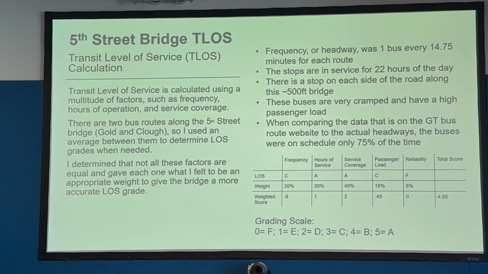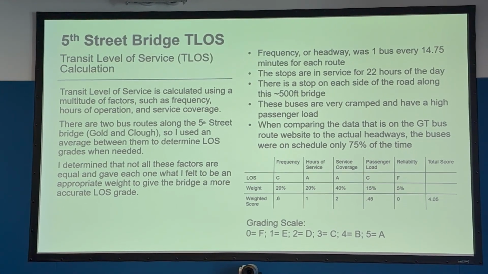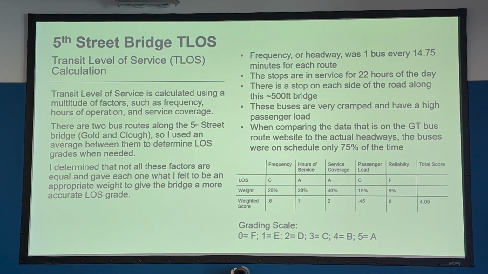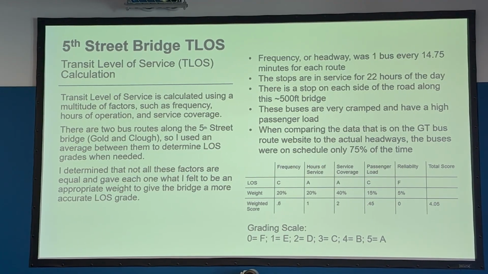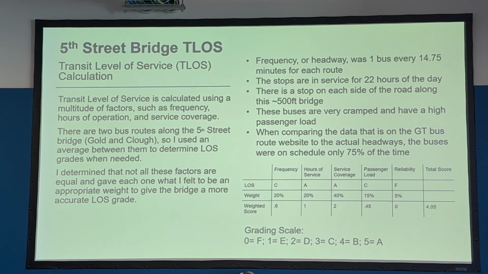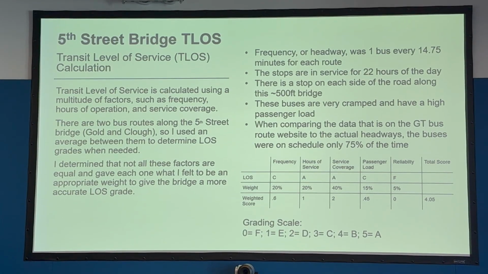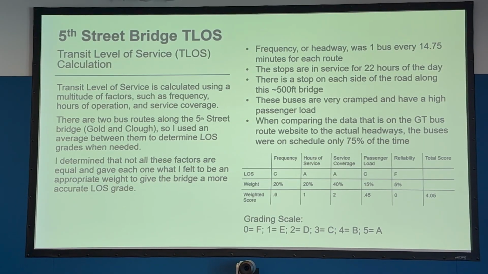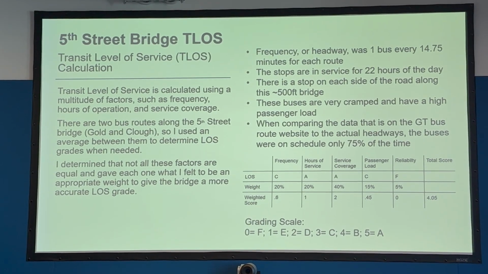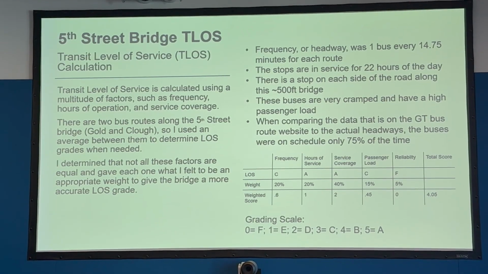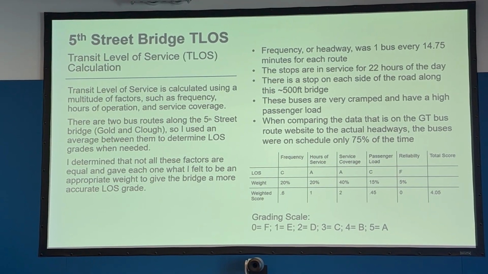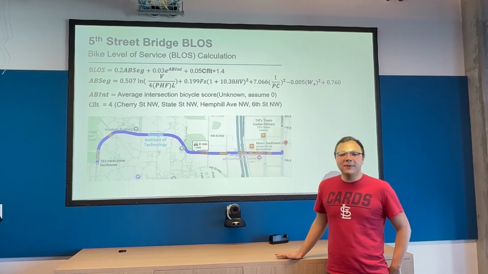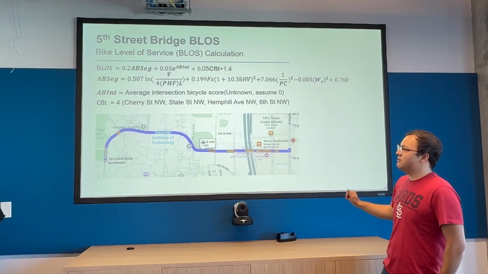So starting with the frequency or the headway, it was one bus every 14.75 minutes for each route. The stops are in service for 22 hours of the day, and there's a stop on each side of this 500-foot bridge. The buses were very cramped and have a high passenger load, and when comparing the data on the GT Bus route website to the actual headways, the buses were on schedule only 75% of the time. And once you add them up, based on the weights, we get an average score of 4.05, which is just above a B.